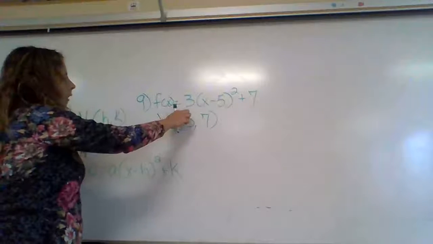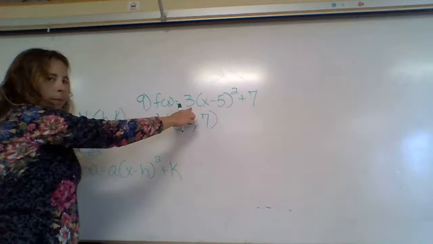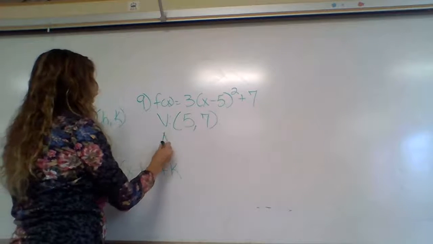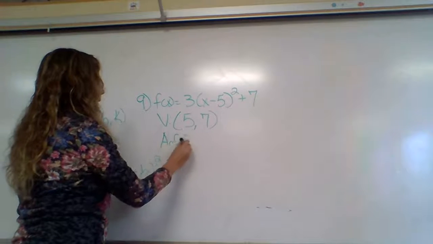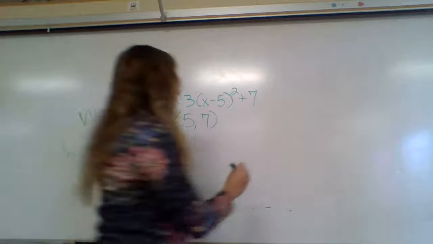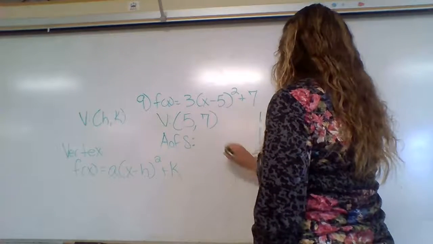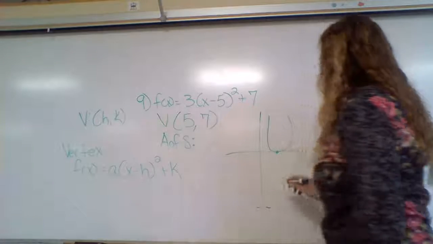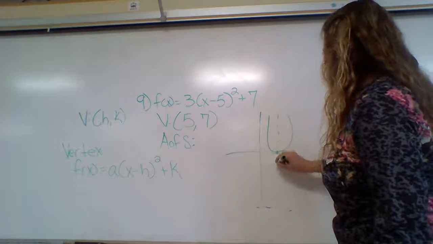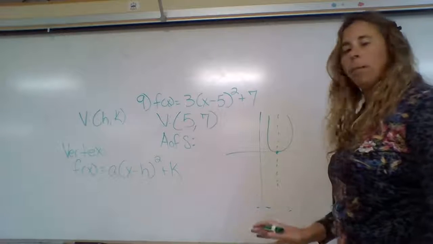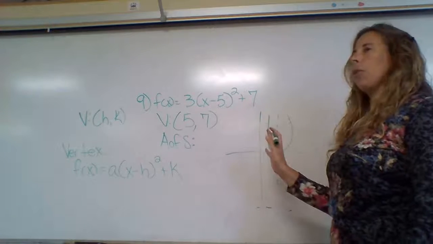Okay, this does not affect my vertex. The 3 does not affect my vertex. My axis of symmetry goes straight through my vertex. Remember, if I were to graph a parabola, my axis of symmetry goes straight through my vertex. Every time. Always and forever.